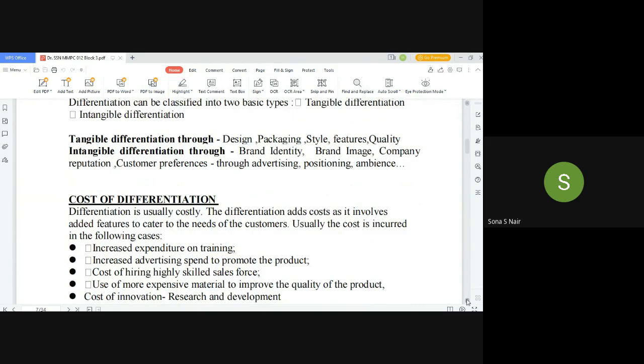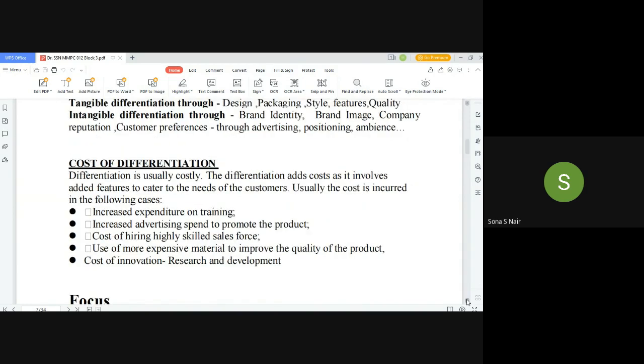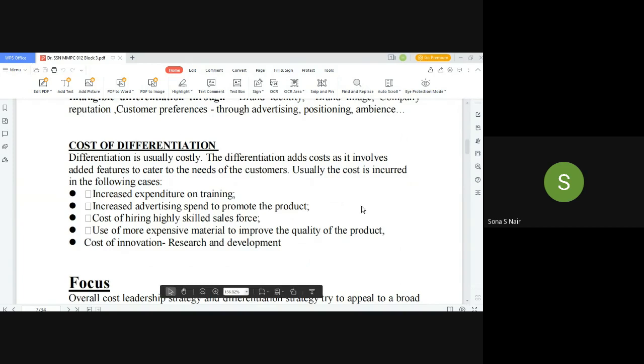Now we said that differentiation incurs cost for the firm, and there are a lot of costs. So what are these sources of cost? Why do we say that differentiation is costly? Because there's increased expenditure on training of people. There's increased expenditure on advertising to promote the product, and if it's intangible differentiation, definitely increased expenses on the promotion of the product.